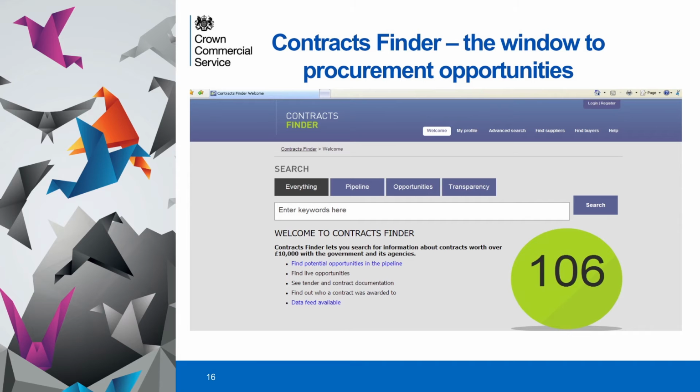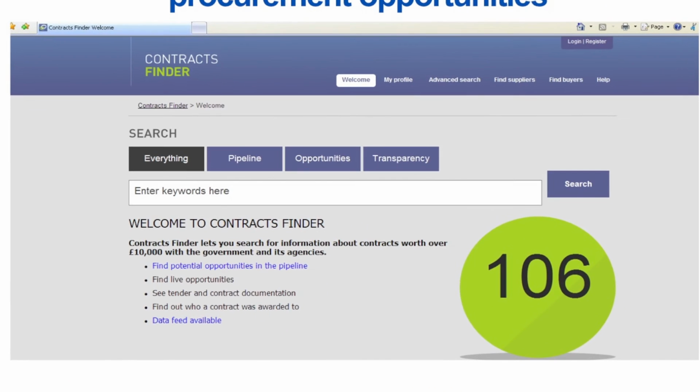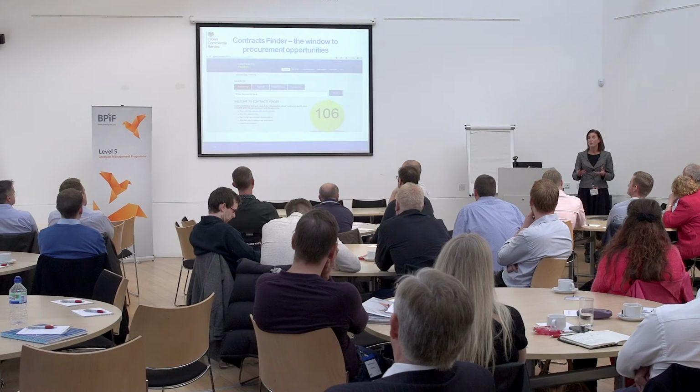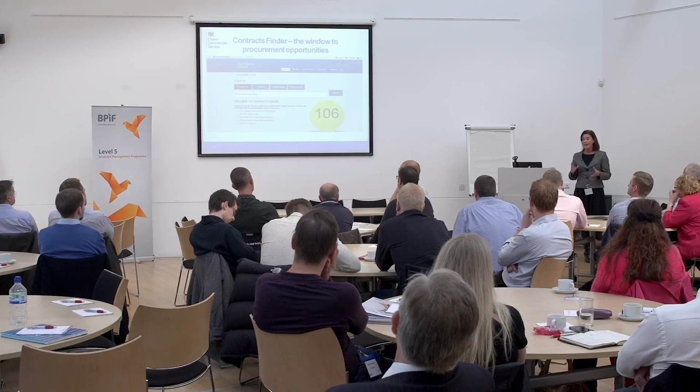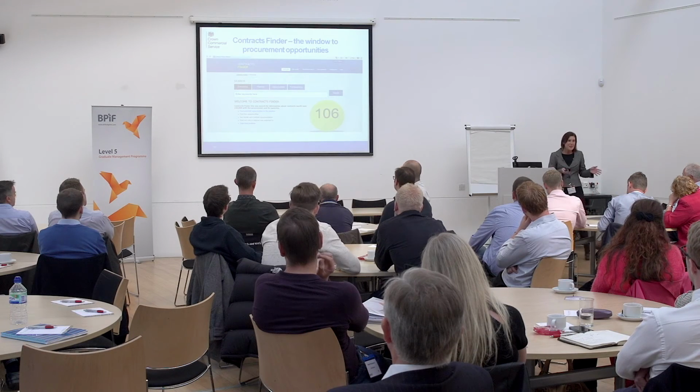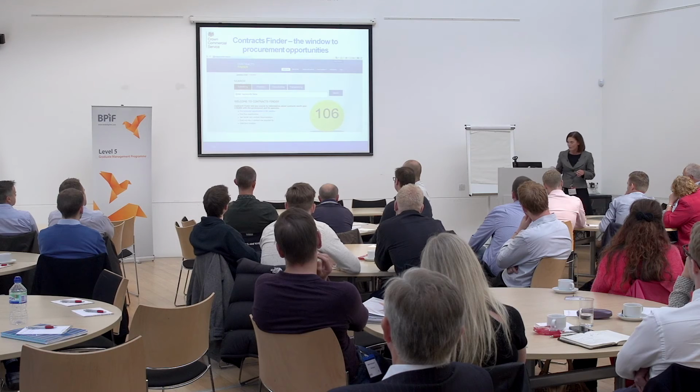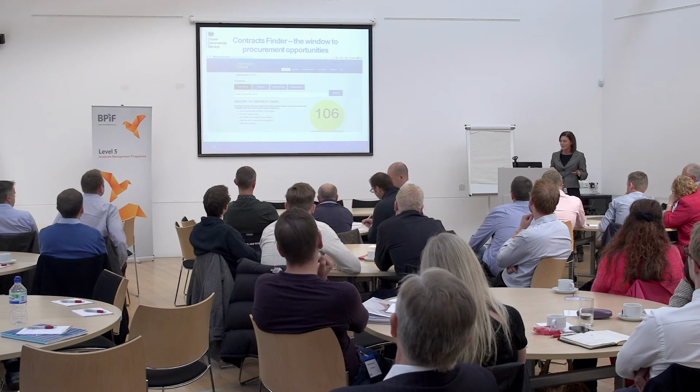So Contracts Finder: it's all the forthcoming procurement opportunities in Crown Commercial Service, and it will show you all of the contracts and all of the forthcoming procurement. So I'd highly recommend that you make sure you're linked into Contracts Finder and that you're reviewing it. You'll see the opportunities there. It's free, so you don't even need to pay to get this opportunity. So I really encourage you to sign up for that.